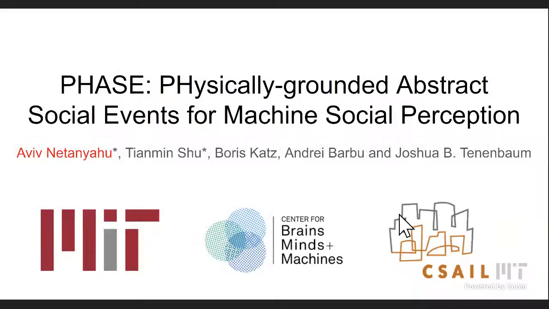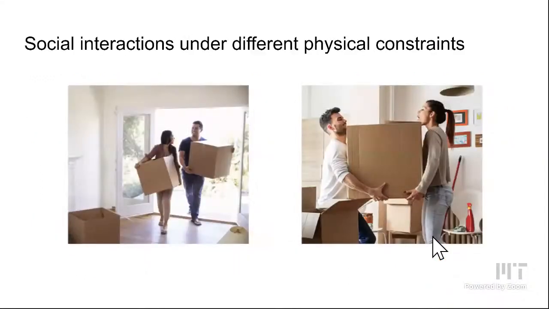Hi, I'm Aviv, and this is work we did on physically grounded social interactions. Imagine you're helping your friend move, and in one case he has a big box, and in the other he has 2 small boxes. So helping him would look different in the context of different physical environments. And in this work, we were interested in making inferences about helping in different physical environments.